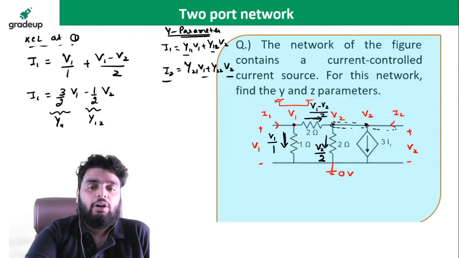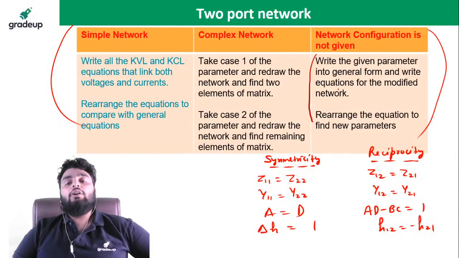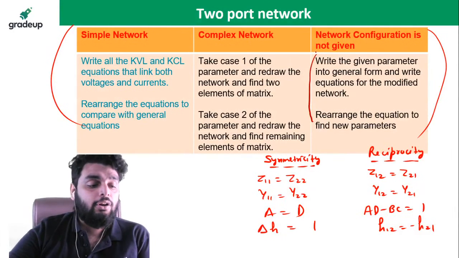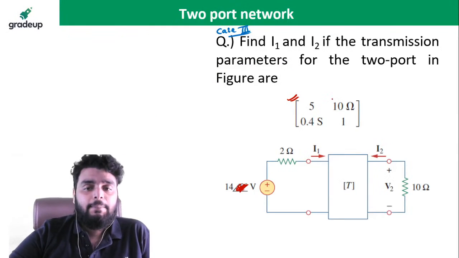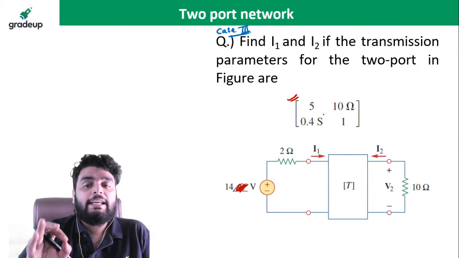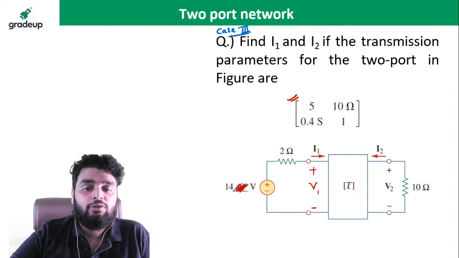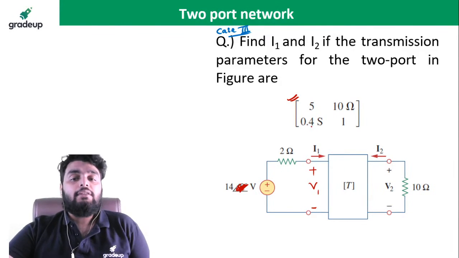Now what are the steps to solve a case 3 question? I told you, this is the step to solve the question of case 3. The step is: write the given parameter into general form and write the equation of the modified network. See very carefully. The T parameter is given. Now this T parameter is linking which voltage and which current? It is linking the voltage which is just near to the network, V1, V2, I1 and I2. So I need to write down the equation first.